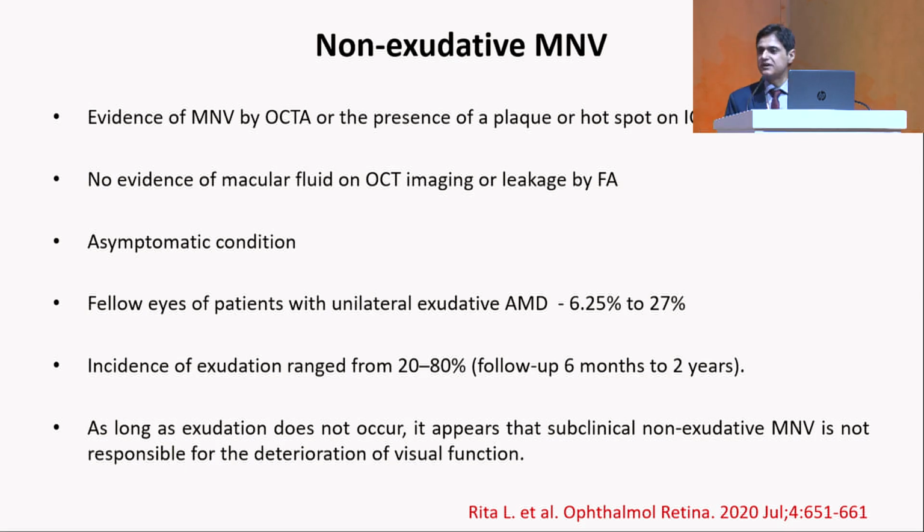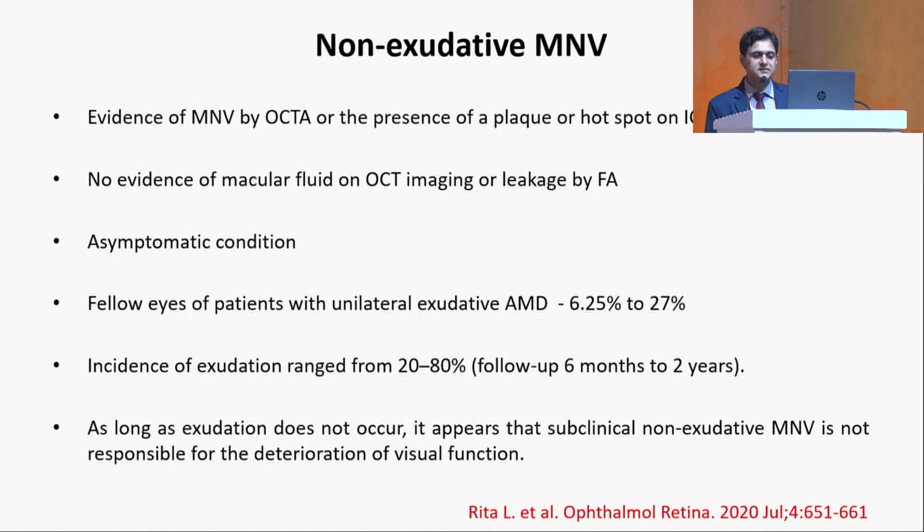Now coming to the third part, which is non-exudative MNVs. As the name suggests, there is no evidence of any macular fluid, and these patients are usually asymptomatic. Fellow eyes usually have an incidence of AMD of around 6% to 30%, and there is a chance of some exudation in these patients which ranges from 20% to 80%. OCTA is a very good instrument to follow up these patients and to look at whether the size of the complex is increasing, combined with the OCT to see whether there is any fluid.